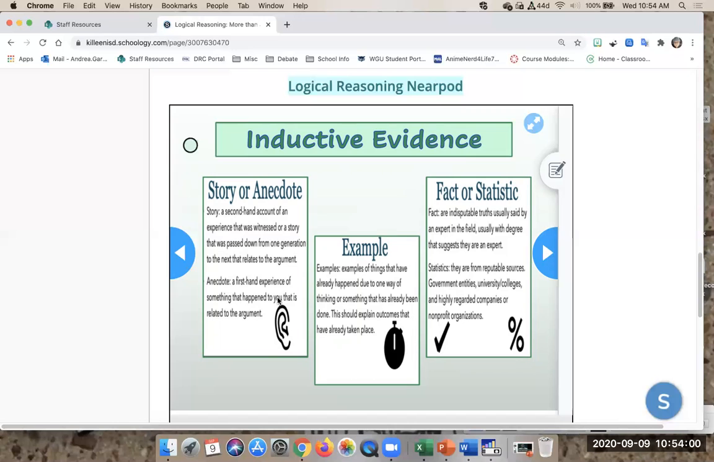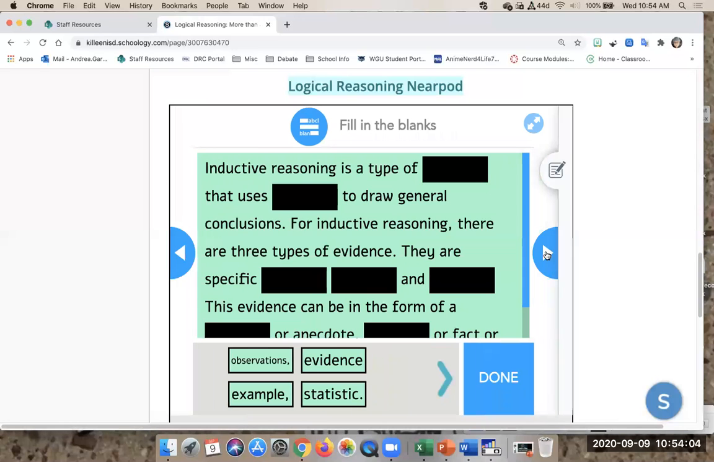So any questions about inductive evidence? Nope? Okay, cool. So this is an activity you're going to do. You're going to fill this in. It needs to be done because it will be graded.